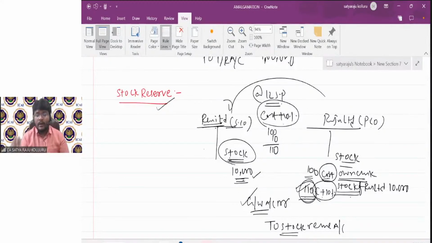If the purchasing company sold certain goods to the selling company, and such goods are lying in the closing stock of the selling company, then only you need to create the stock reserve by passing the entry goodwill to stock reserve account. Hope it is understandable to all of you. Am I right? Can I proceed, guys? Do you have any doubt? Let me know quickly in the chat box. I'm waiting for your reply. If it is understandable, then I'll proceed with the other issues. Quickly, guys.